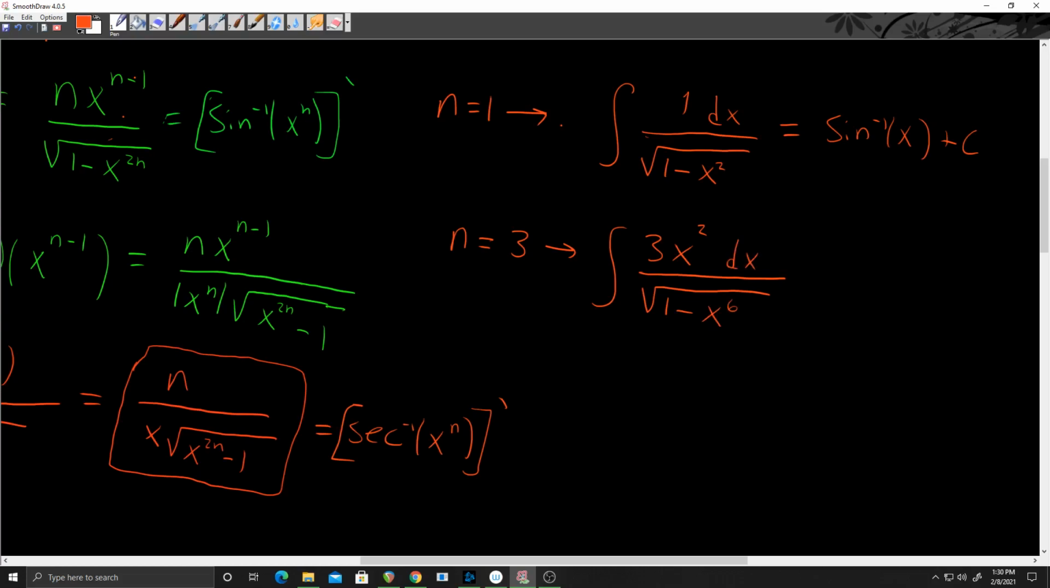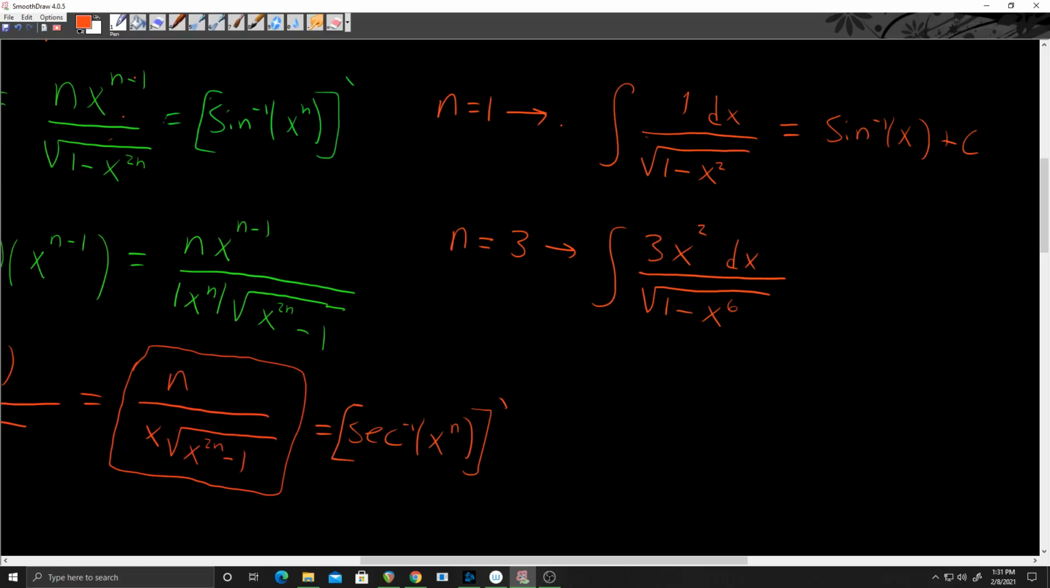Okay, now let's talk about this one for a minute. The first thing I want you to notice is that the power on the numerator is way less than the power in the denominator. So this is how we can easily see if this is going to be an inverse sine or a u-sub, where u is the entire thing inside the square root.